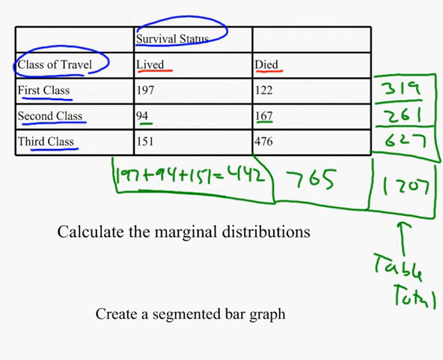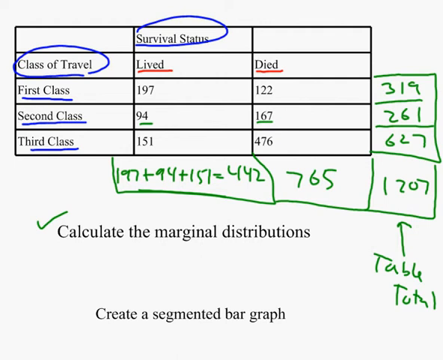Okay, so there we go. All right, so we've created the marginal distributions. And it's nice to have these because then when we go to do some probabilities in a little bit, it'll be very convenient to have these totals on the bottom for us to read. All right, so we did that, calculate the marginal distributions.